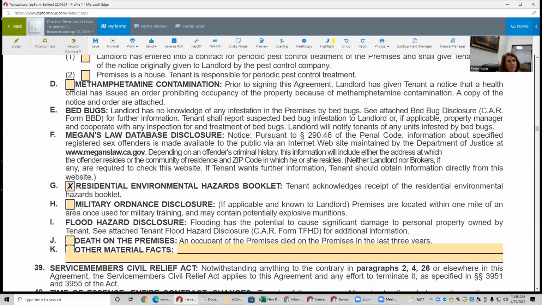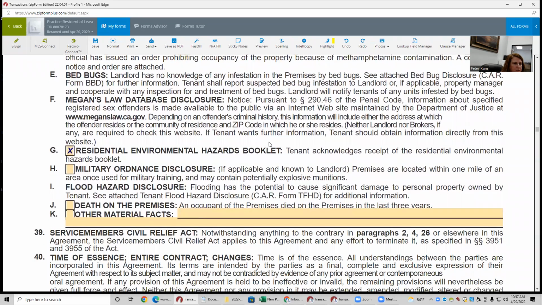Megan's Law database, like we said when we were going over the contract for selling properties, this is for the tenant to check. Please do not check this website for them. We don't know if it's always updated or anything. We don't want to be responsible for providing that check for a tenant. So with the Megan's Law database, they're giving them the website to go check it themselves. Agents, let them do that themselves. That's not our requirement as agents to do that for them. It even says here, if the tenant wants further information, the tenant should obtain information directly from the website. So let them do that.